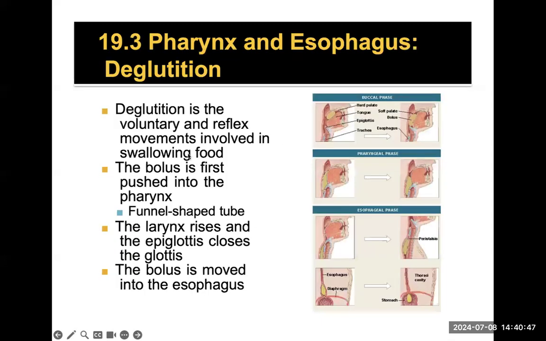Swallowing is a voluntary and reflex movement that involves the swallowing of food. The bolus gets pushed first into the pharynx, and then the larynx is going to rise up. The epiglottis will close over the glottis, and then the bolus can be pushed down the esophagus. That step, where the epiglottis closes the glottis, basically covers the trachea. What people would typically say is my food went down the wrong tube, but really what they mean is the food went down the trachea instead of the esophagus, and they ended up choking on it.